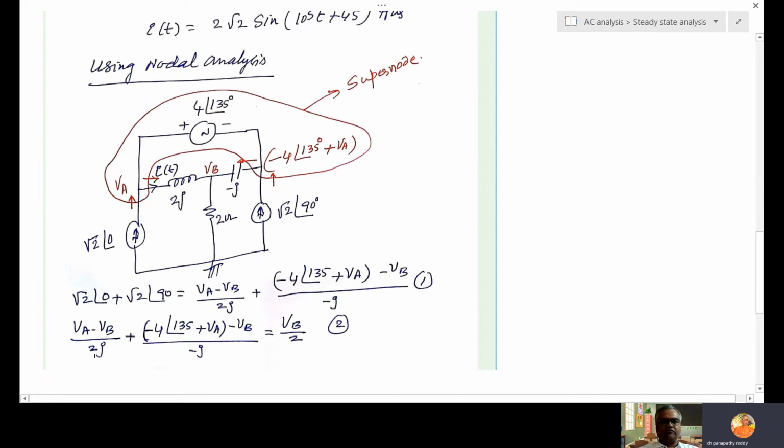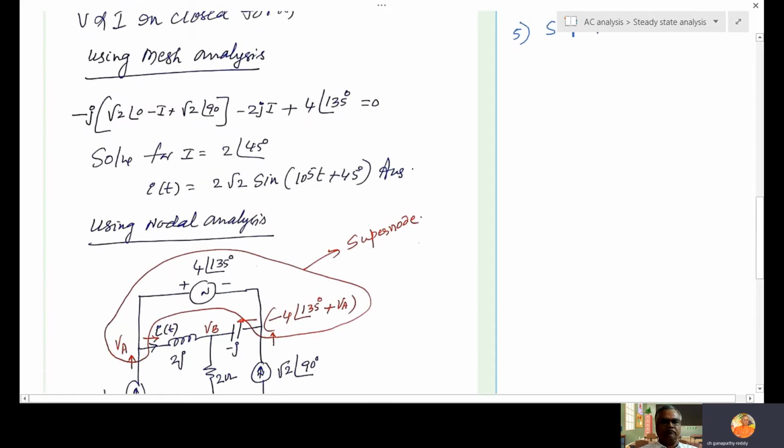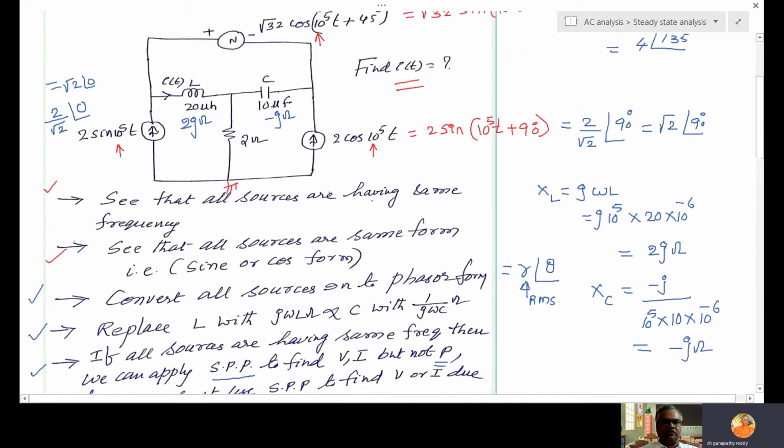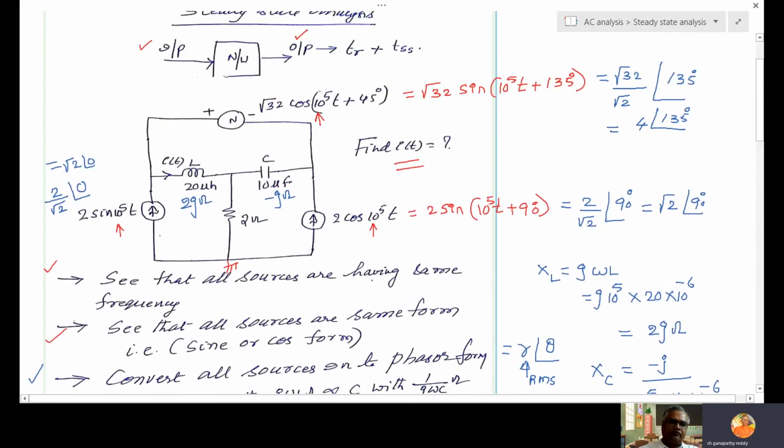Again the problem: this is 4∠135, this is √2∠90, √2∠0, 2j, minus j. First, using mesh analysis, if it is mesh analysis, we use the current distribution method. So what is the current here? This current is √2∠0. This current is I. So what is the current here? √2∠0 minus I.